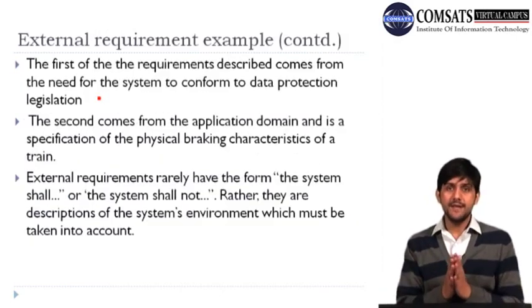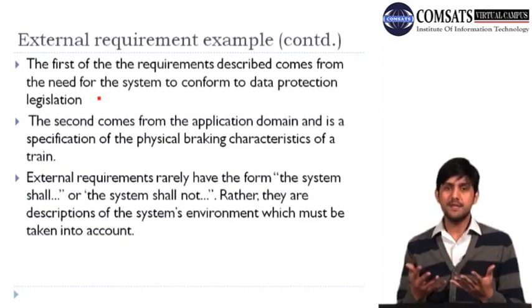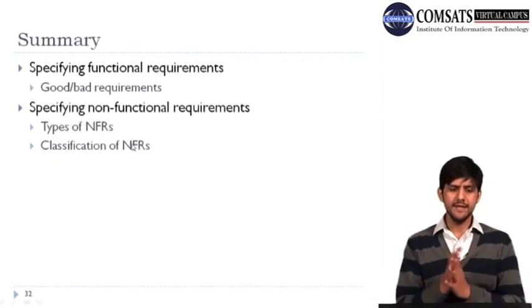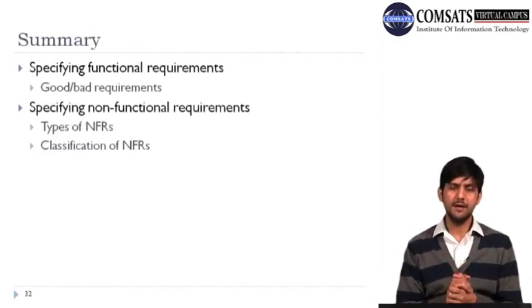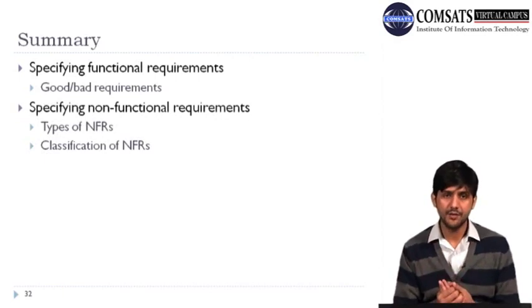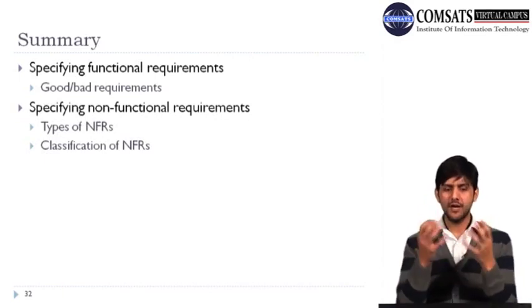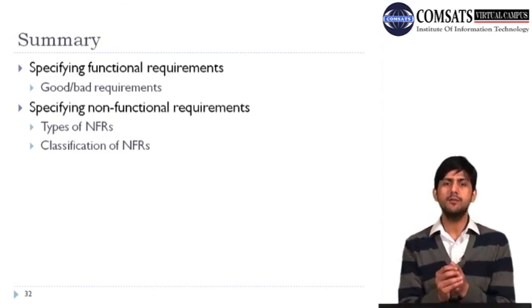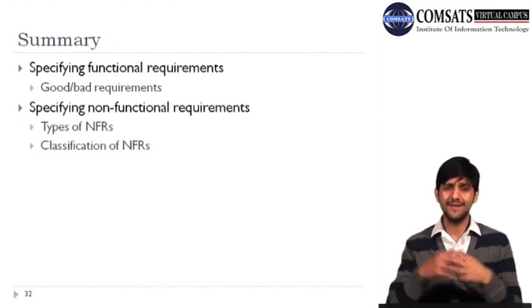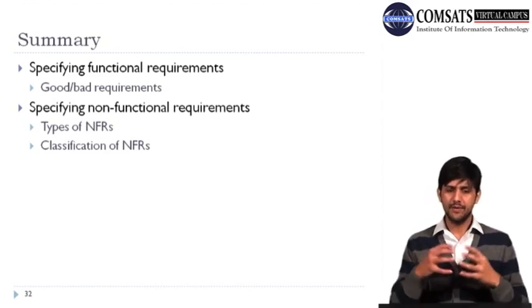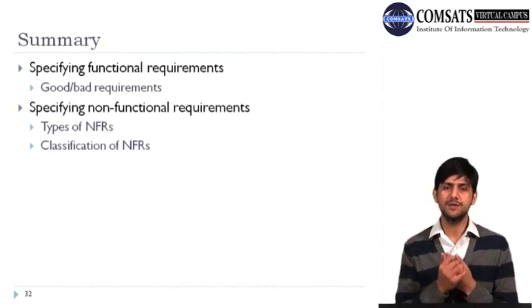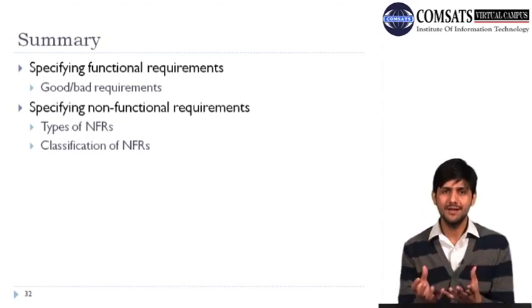So that is it from today's lecture. Let's quickly summarize what we have talked about. In today's lecture, we started with discussing functional requirements, and we tried to figure out what is a good functional requirement and what is a bad functional requirement. We looked at different examples showing that when we are producing the software requirement specification document, we need to ensure that we put the right amount of detail in the requirements.